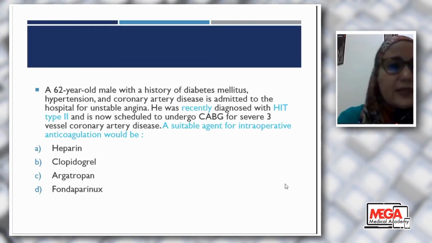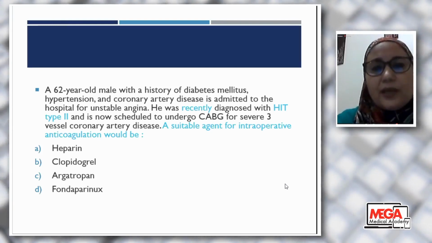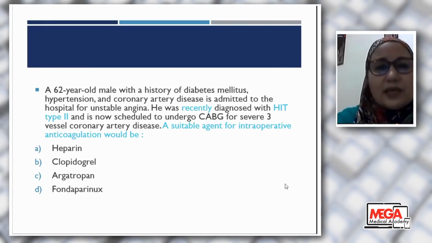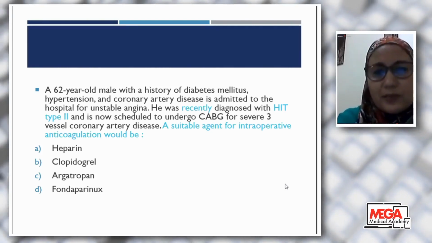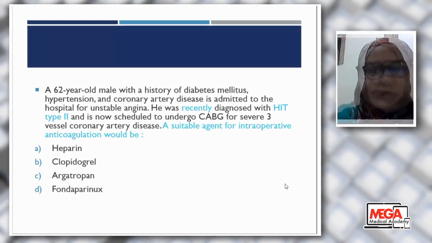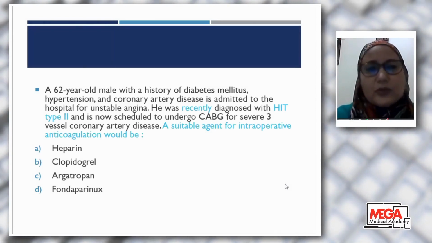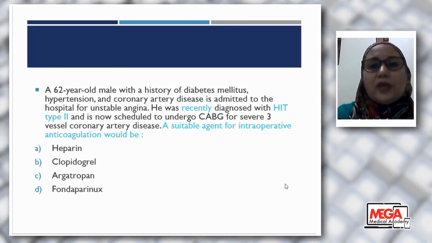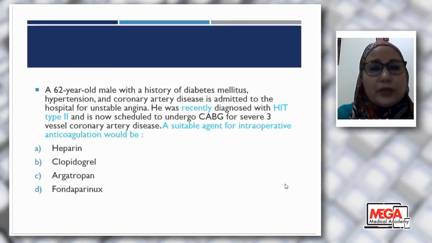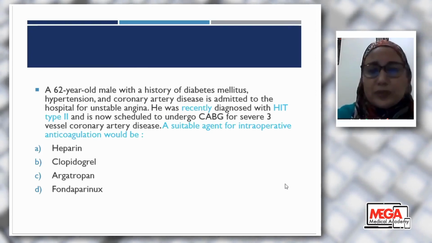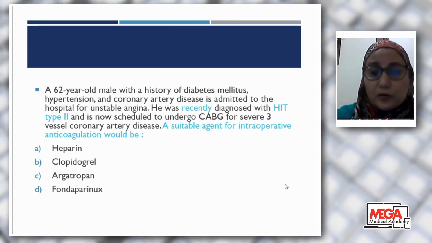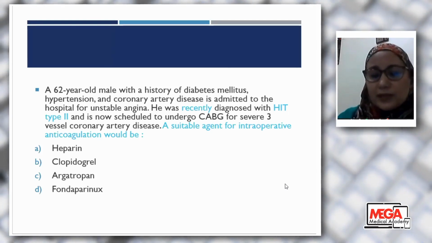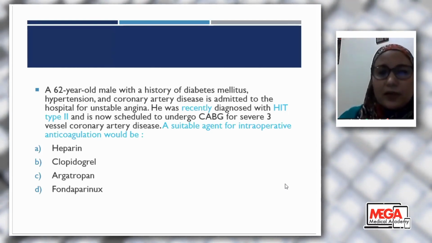My scenario is a 62-year-old male with a history of diabetes mellitus, hypertension, and coronary heart disease, admitted to hospital for unstable angina. He was recently diagnosed with HIT type 2, and is now scheduled for 3-vessel CABG. The suitable agent for intraoperative anticoagulation would be heparin, clopidogrel, ergotamine, or fondaparinux. Think of it, and we will discuss it at the end of the lecture.